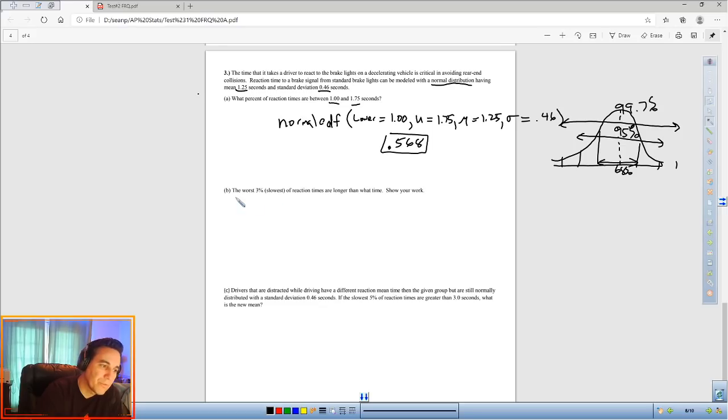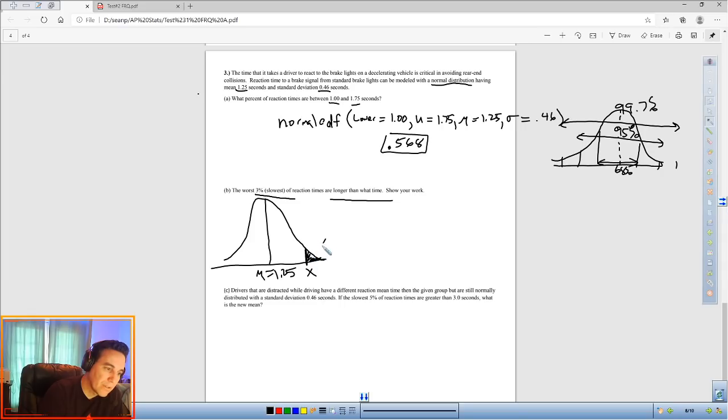The worst 3%, slowest, are longer than what time? So on this one, if this is my normal distribution, that's the best I can do on this, you guys. If this is 1.25, I would like to know where the slowest 3% is. So this percentage right here is 3%.